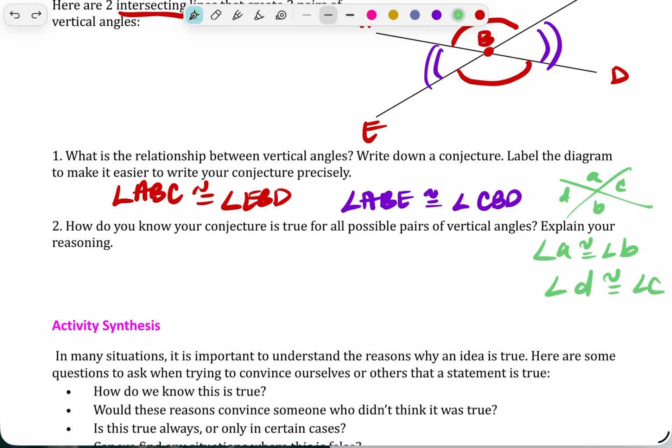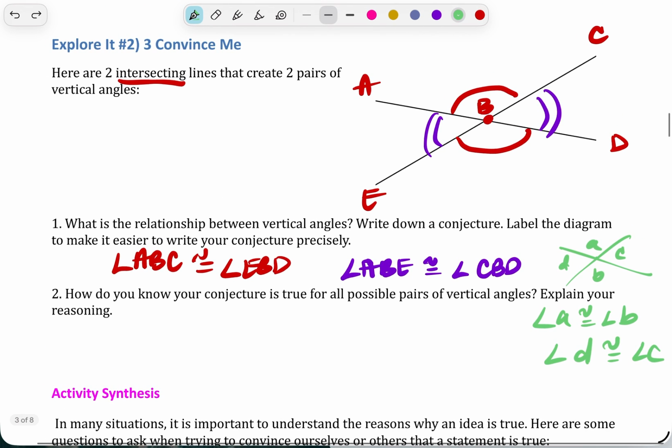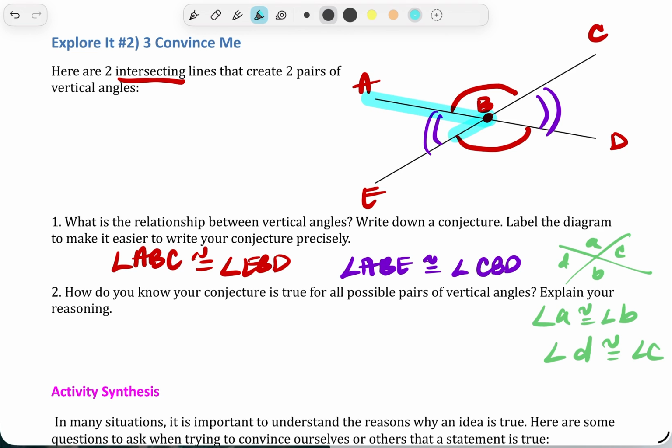How do you know your conjecture is true? So get your tracing paper and trace one of the vertical angles, ABE. And if you rotate it around center B with your tracing paper, it'll map exactly onto CBD. You could do the same thing for angle ABC. Only trace one of the vertical angles, rotate around center B until it maps onto EBD.